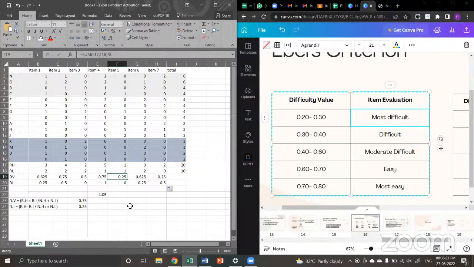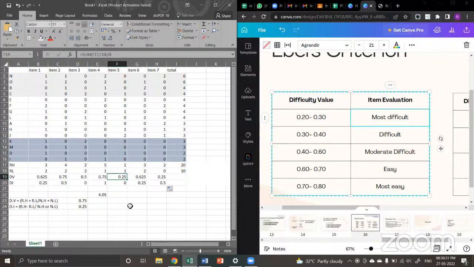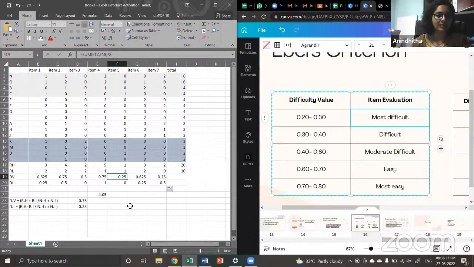Item 2 and 4 can be rejected because they're most easy, right? Yeah, absolutely, 2 and 4 can be rejected. We can consider items 1 and 6 to an extent, but we need to do a little bit of modification so that they can become a little bit difficult, so that we get them into the moderate difficult level as well. But what happens to item number 5?